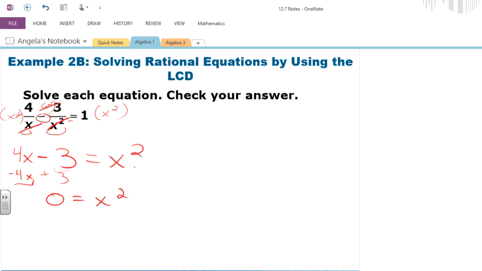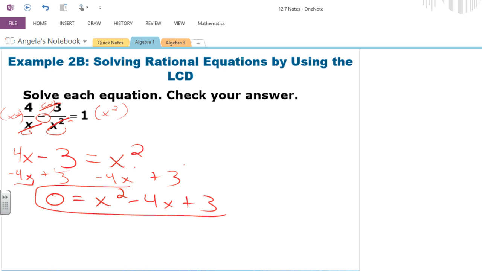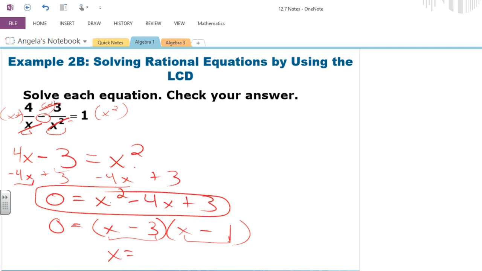Now I'm going to have a minus 4x and a positive 3. This can be factored so that I have two solutions. So I'm going to have a 3 and a 1, and I know that I need a negative and a negative. So my solutions then, I set these equal to 0 using our zero factor property. I get x equals 3 and x equals 1.